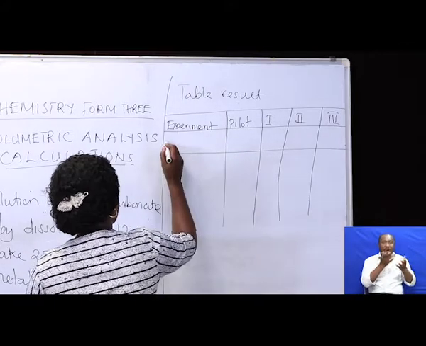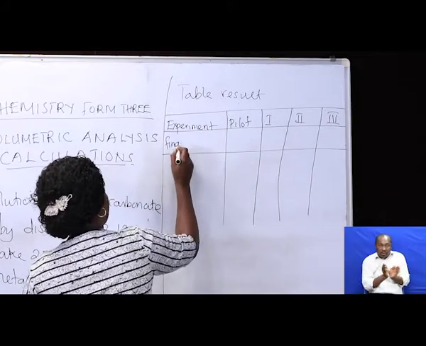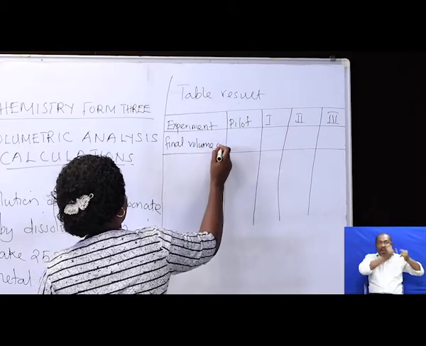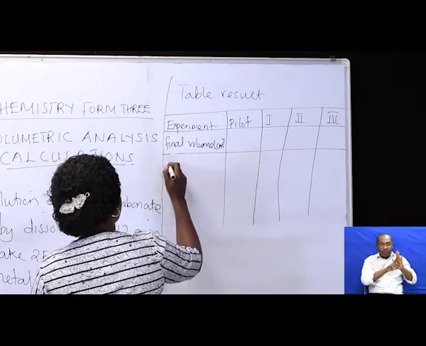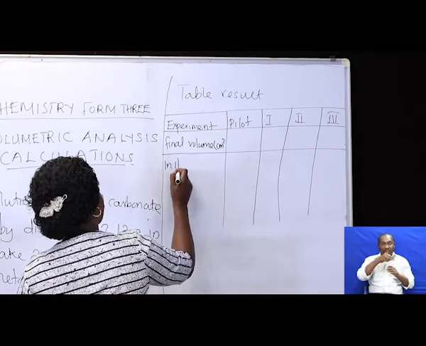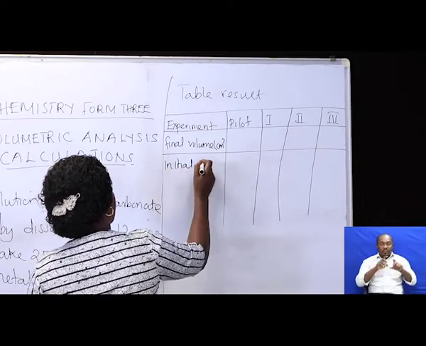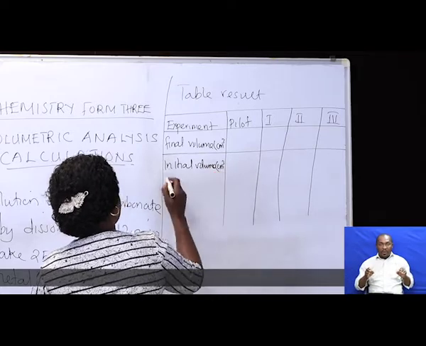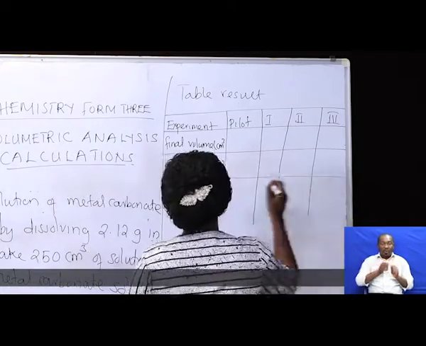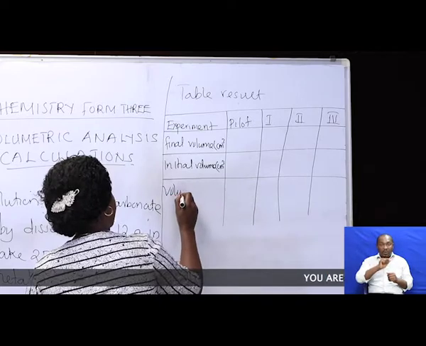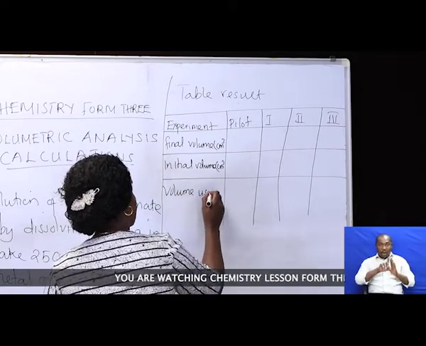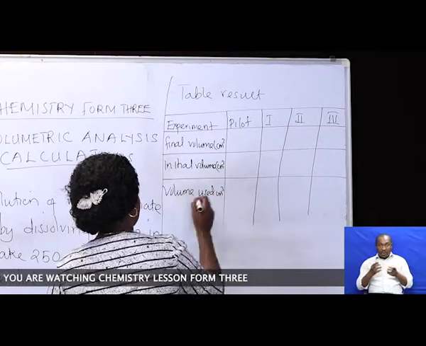So I said we must have a final volume, in cubic centimeter, read from the burette. We must have an initial volume, also in cubic centimeter. We must have the volume used, or we call it titre volume, also in cubic centimeter.